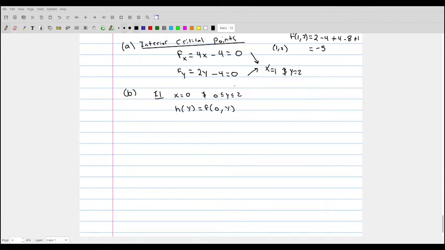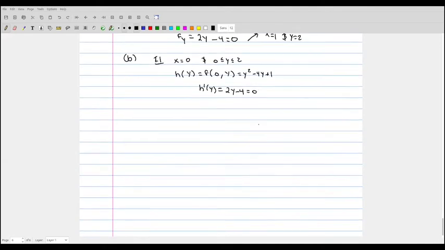When we plug this into our function, we end up getting the function y squared minus 4y plus 1, which doesn't have any critical points of type 2, only a potential critical point of type 1 when h prime of y, or 2y minus 4, is equal to 0. And this happens when y is equal to 2.